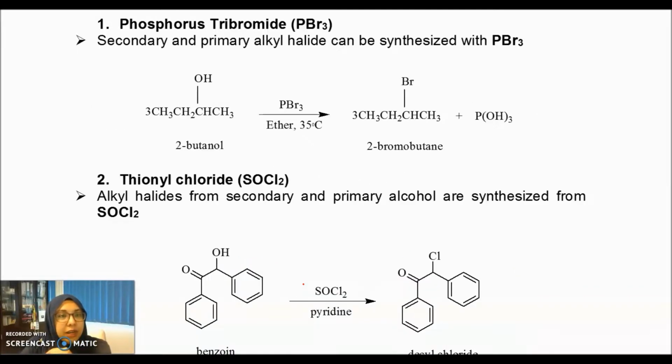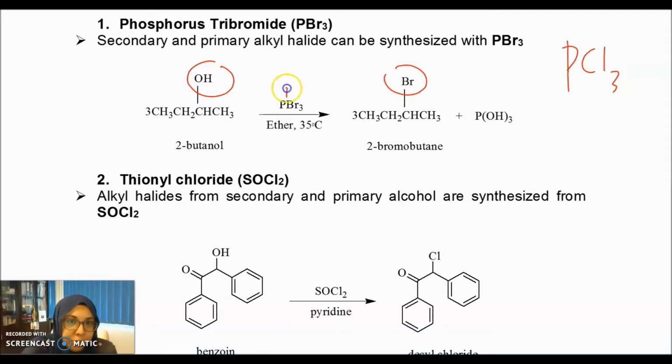In addition to using hydrogen halides, you may want to use what we call phosphorus tribromide, PBr3. You can also use phosphorus trichloride, PCl3, or PCl5. Again, there's nothing else in the straight chain carbon. There will be nothing but substitution of the OH with a halogen atom. In this case, if it's using Br, then we will get Br.